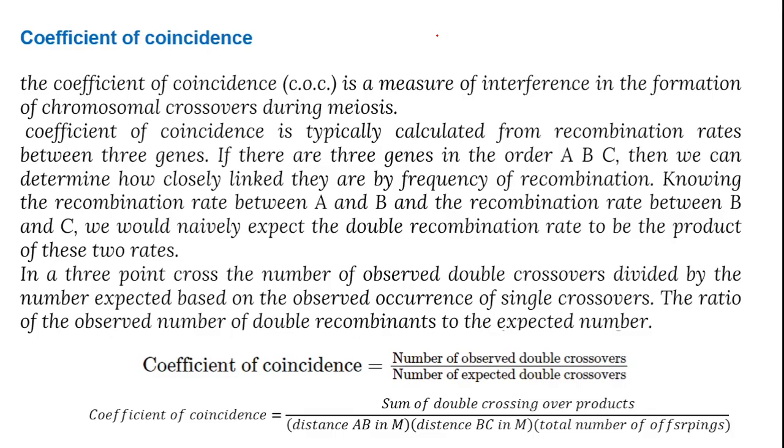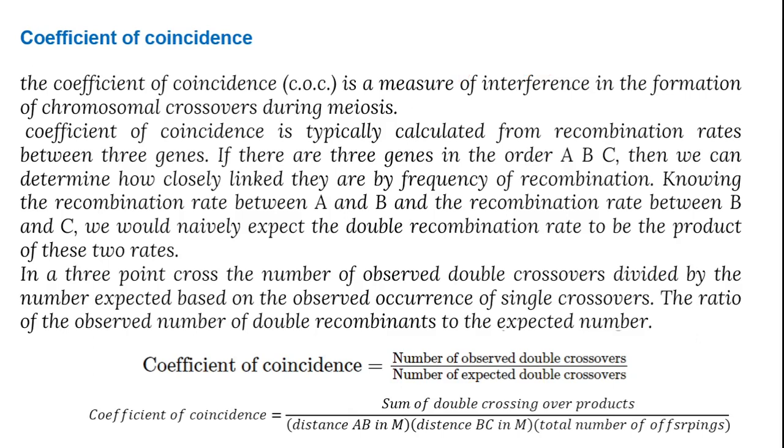As a next, one more phenomenon is called the coefficient of coincidence. What is the coefficient of coincidence? It is a statistical or calculative measurement of the interference in crossing over. Take an example: this is one gene, this is the other gene. They tend to cross over during meiosis, right? During meiosis, they tend to cross over and recombinant types of chromosomes are formed. In that, some mechanism will interfere in chromosomal crossing over. Those things are called interference, and to measure that interference, we need the coefficient of coincidence.